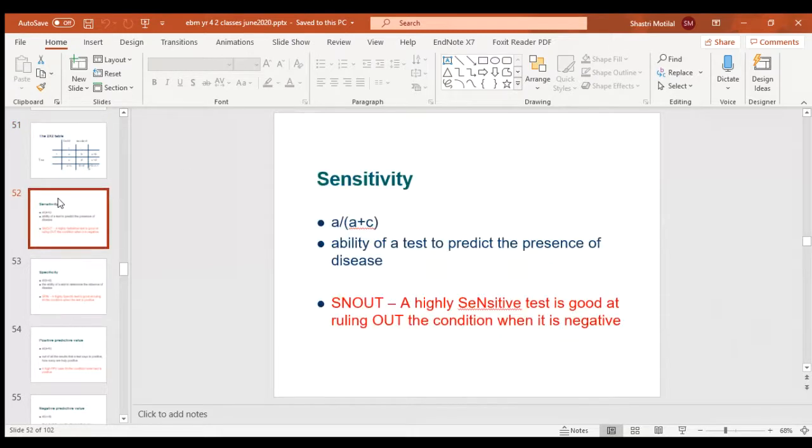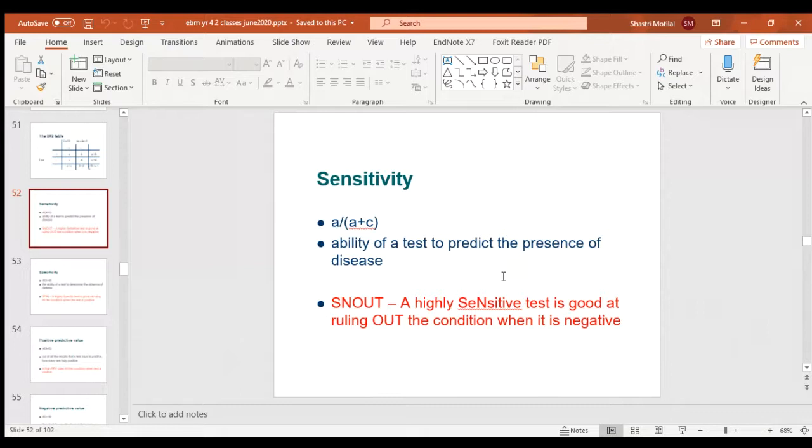That's why the mnemonic I have up here for you all to just learn by rote is SNOUT. SN, sensitive, out, rule out. A highly sensitive test is good at ruling out a condition. Of course, when the test comes back negative. So, of course, the test has to come back negative for you to rule out the condition, and that's the way we use sensitivity, right? So I have it up on the slide here, the mnemonic, just to learn it off by rote.